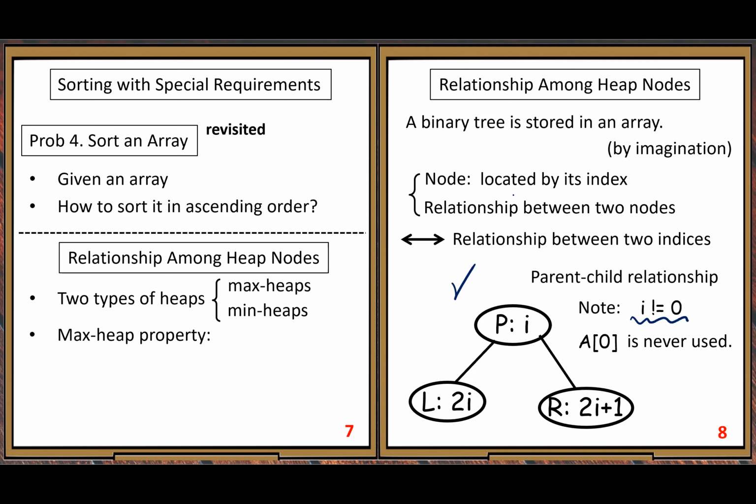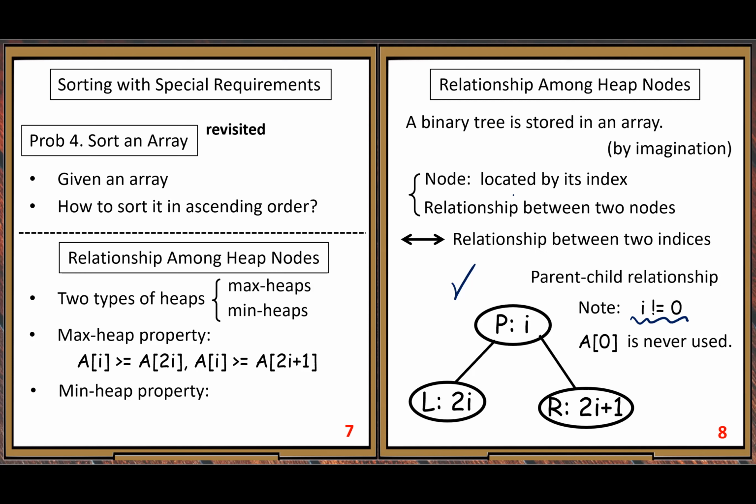And for the max heap property, we need this property. In the array, the value of the parent node, A of i, is greater than or equal to both the values of its two child nodes, the left child node A of 2i and the possible right child node, because the right child may not be available. So the value in the parent node is greater than or equal to the value of any of its child nodes. That's the max heap property.